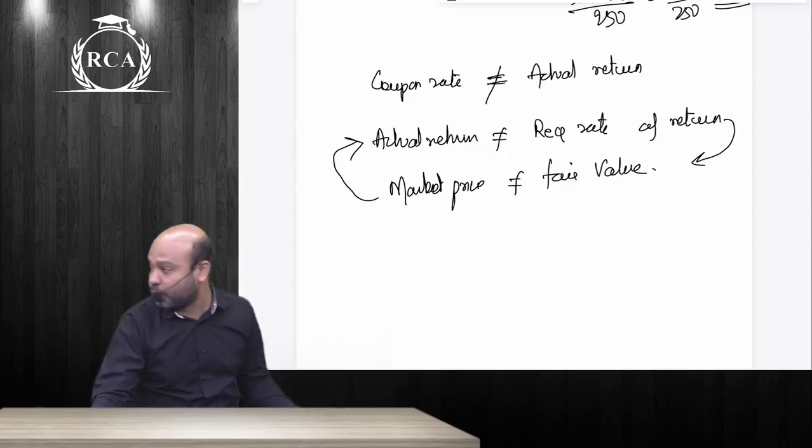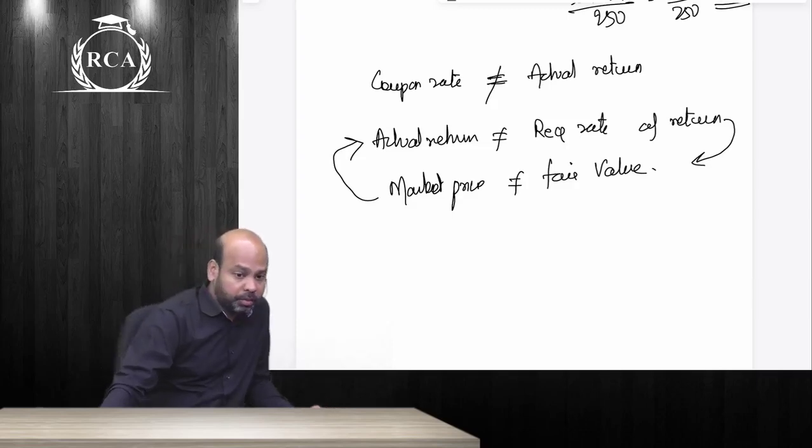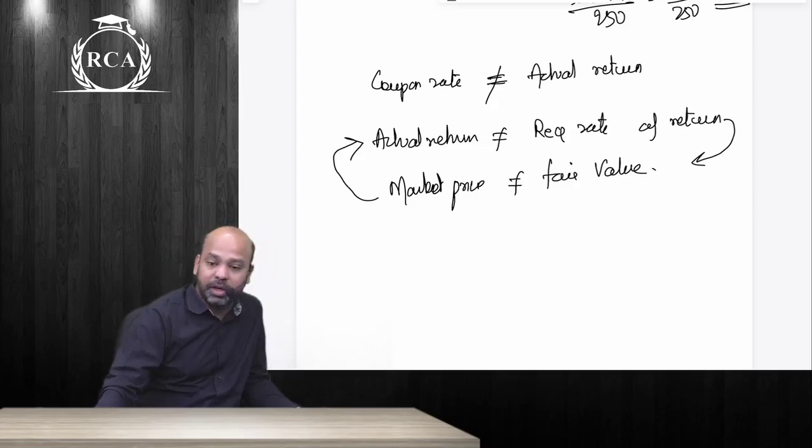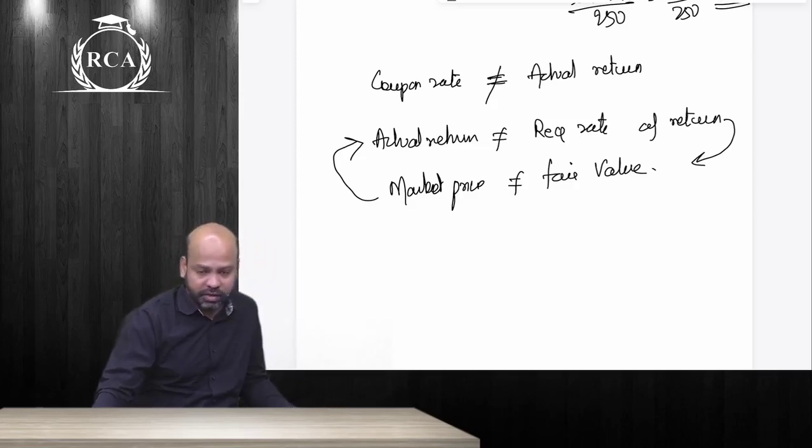If you purchase the bond at the prevailing market price and you hold it till the end of the maturity period, what is the effective return that you are realizing? That, beta, becomes your YTM. Yes or no, guys? दोनों का difference समझ में आ रहा है?